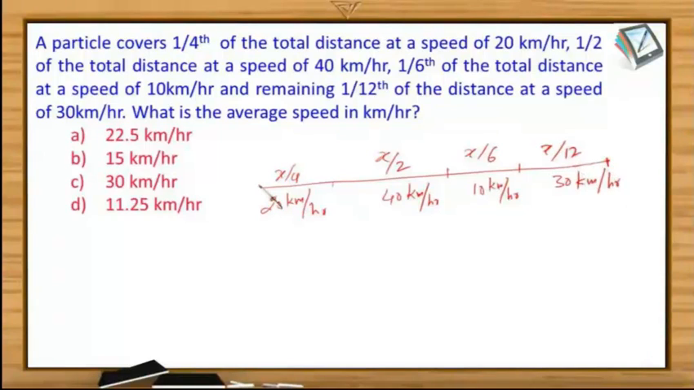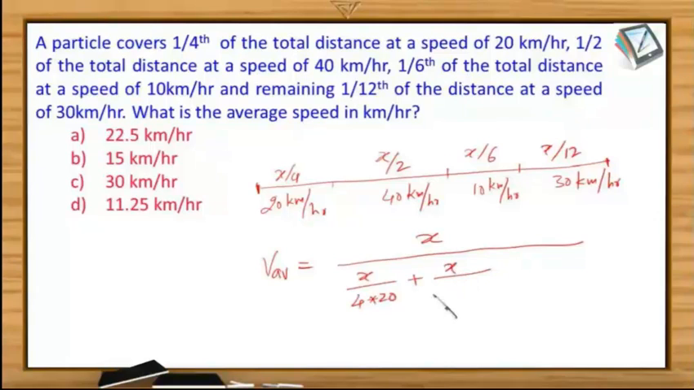Alright, so total distance that we have assumed is x, and these different portions of the path are covered with different speeds. So we are here to calculate the average speed of the particle. So average speed becomes V average equal to total distance divided by total time. So total time, for the first one, x by 4 into 20 plus, for the second one, x by 2 into 40, plus x by 6 of the distance is covered with 10 km per hour, plus x divided by 12 into 30 km per hour.